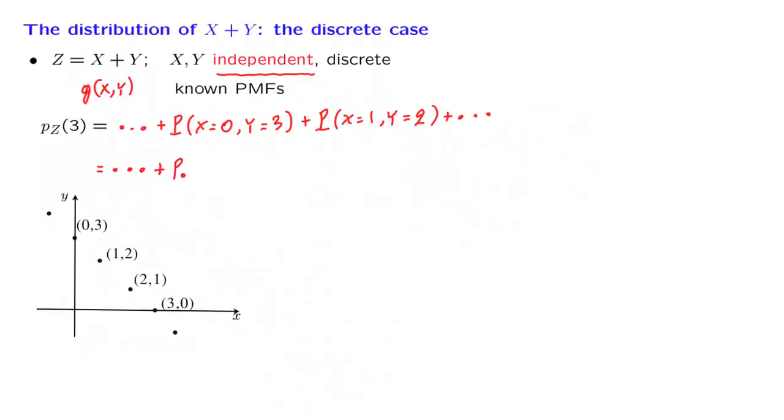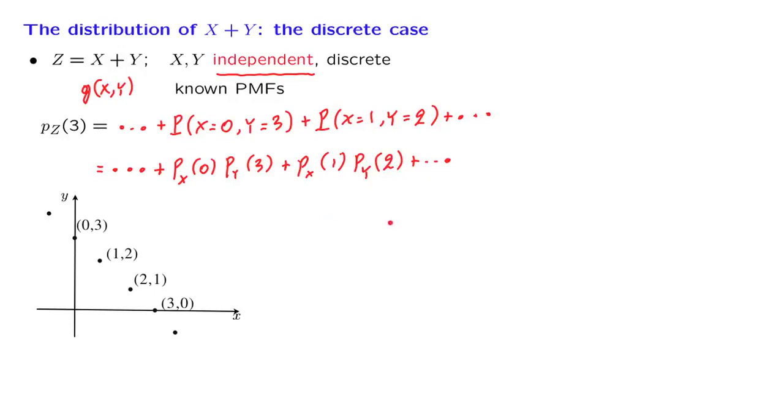So it is the product of the probability that x is equal to 0, where now I'm using PMF notation, times the probability that y is equal to 3. Similarly, the next term is the probability that x is equal to 1 times the probability that y is equal to 2. Again, we can do this because we are assuming that our two random variables are independent of each other. Now let us generalize.